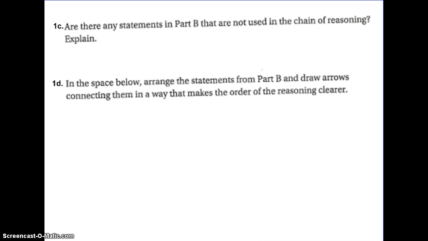Alright, so are there any statements in part B not used in the chain of reasoning? Well, yes. There was, and it was K implies N. We had nothing to connect. We did not know that K was true. We did not say C implies K. Okay, if we can't imply K, then we can't use K implies something else.